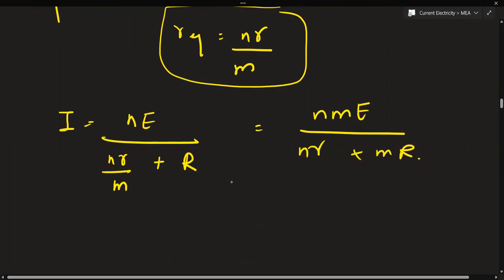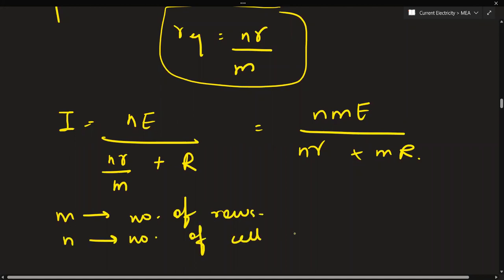Just to avoid the confusion, I am writing: m is the number of rows, n is the number of cells in a row, capital R is external resistance, and E is the EMF.